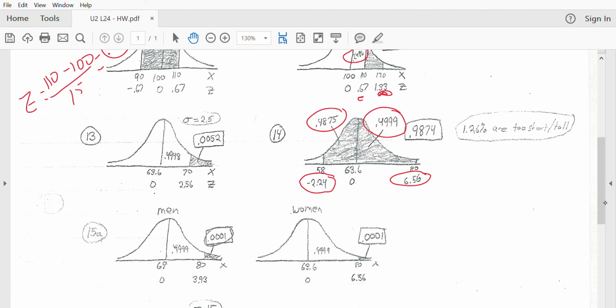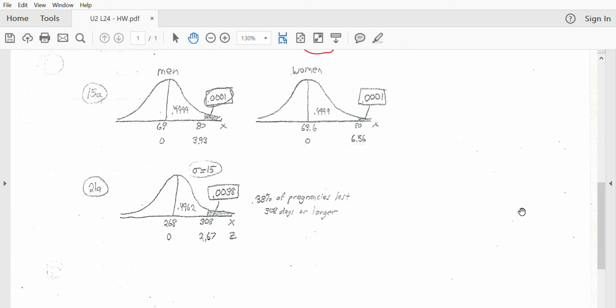Here, a picture's worth 1,000 words, add them together, and get 0.9874. And therefore, 98.74% of women are within requirements to join the Army. Only 1.26% of women are either too short or too tall, sadly, to join the Army.